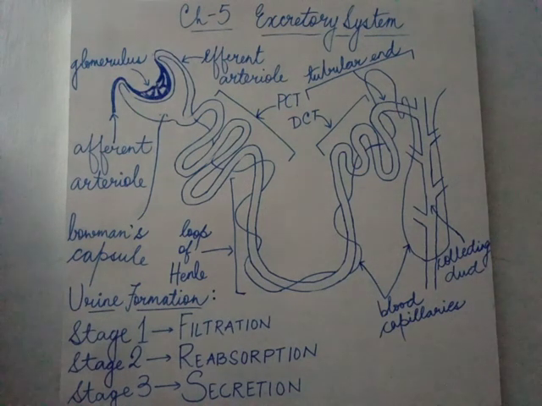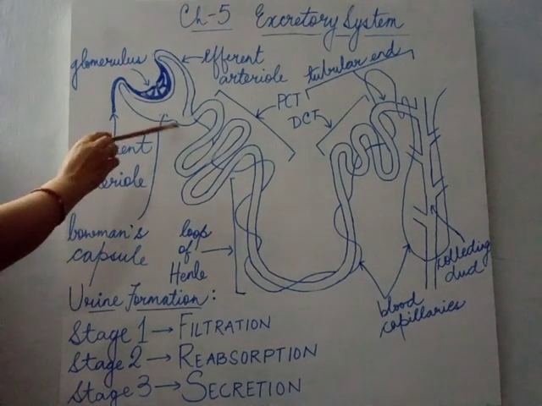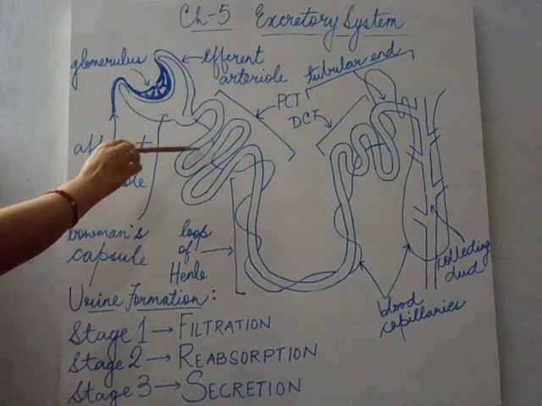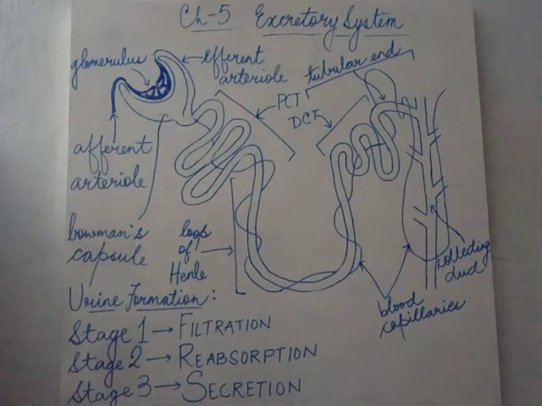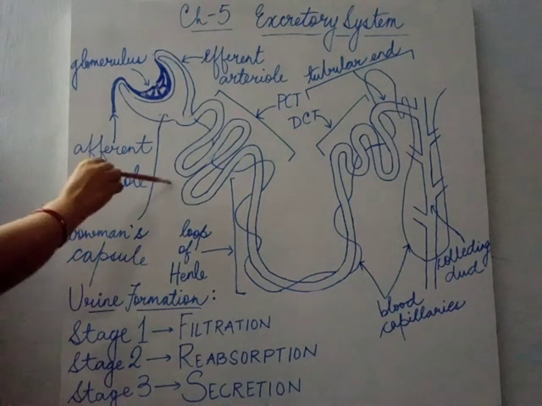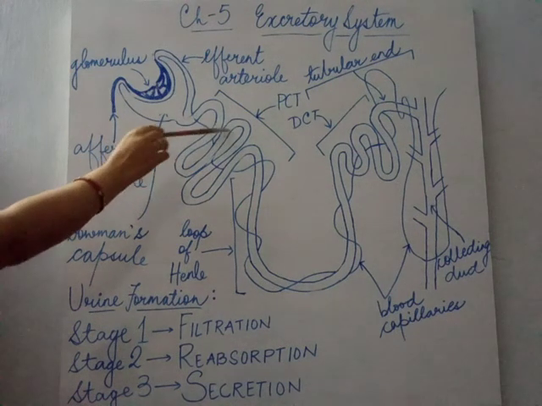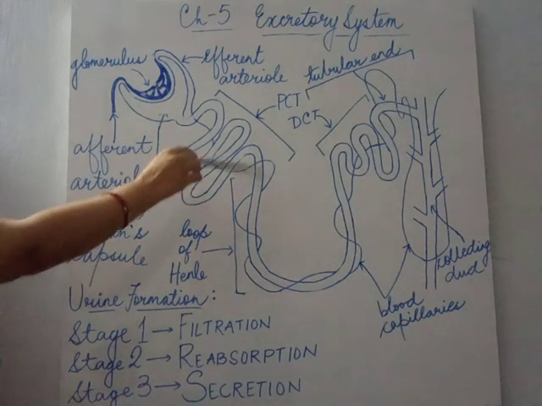Now stage 2, that is reabsorption. What happens in this process? You all know the meaning of absorption. Reabsorption means to absorb again. So what happens in this? As the filtrate moves down the tubules, useful substances like sugars, amino acids, water and important salts are reabsorbed by the cells of the walls of the tubules.